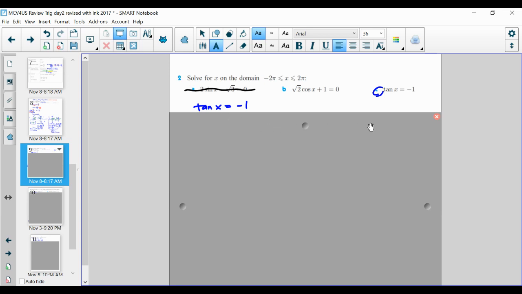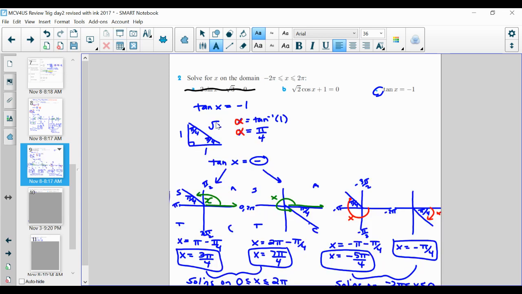One more, if we look at tan of x equals negative 1. First, when I see 1, I think of my special triangles, and I realize that to get 1, it would be tan of pi over 4. So my angle is pi over 4. Now, because it's negative, tan is negative in quadrant 2 and in quadrant 4. So I'm going to draw my terminal arms, and I'm going to put that pi over 4 between the terminal arm and the x-axis.